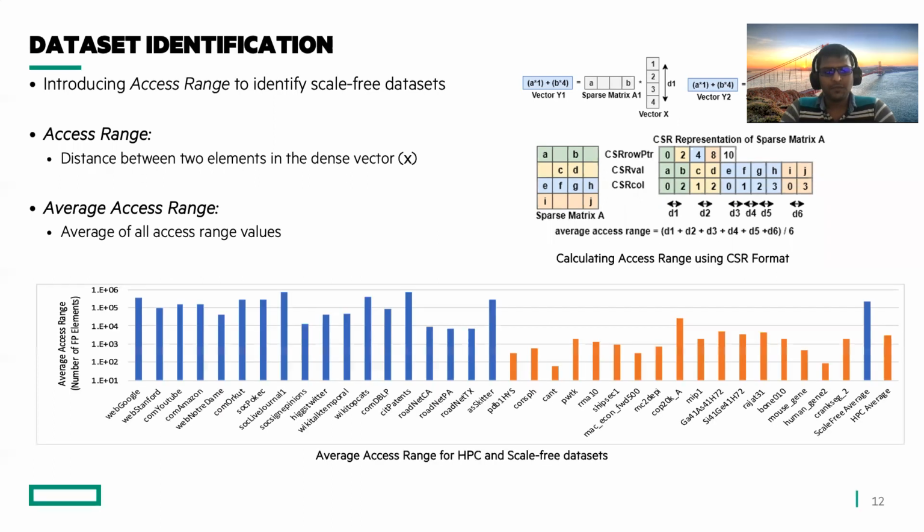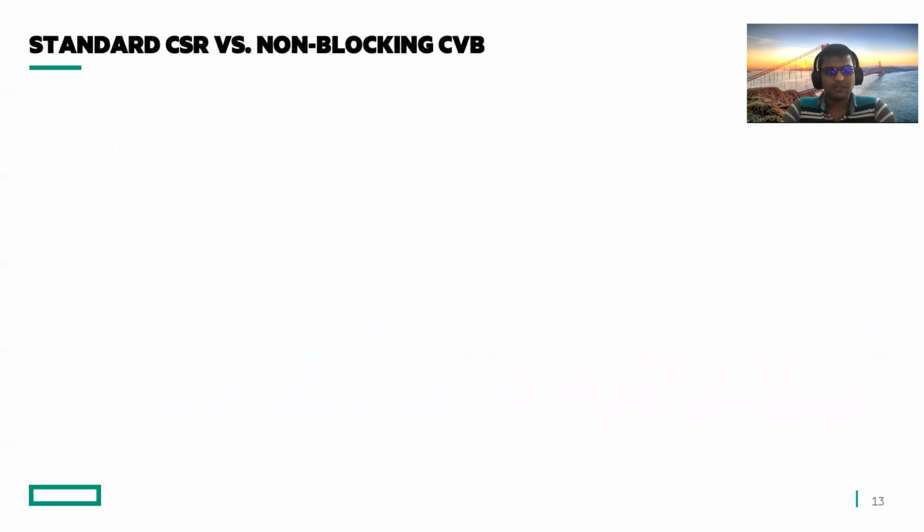So we did a similar analysis across different data sets in different domains, and we saw that the average access range values for the scale-free data sets are much higher than for HPC data sets. So this could be used as a mechanism to differentiate the data sets that will be suitable for our SpMV optimization mechanisms. For the rest of the slides, we quickly go into different performance analyses.